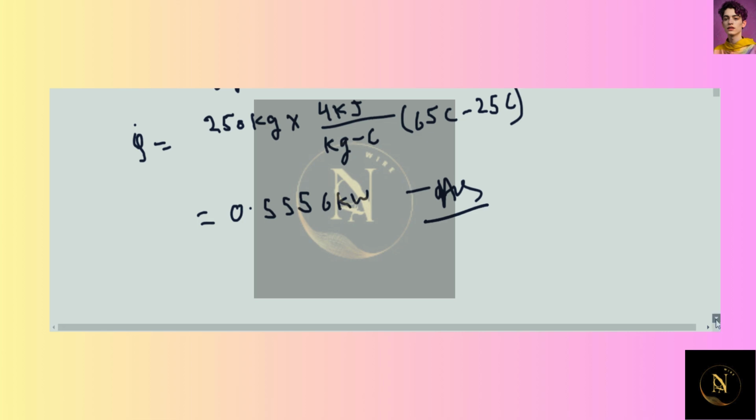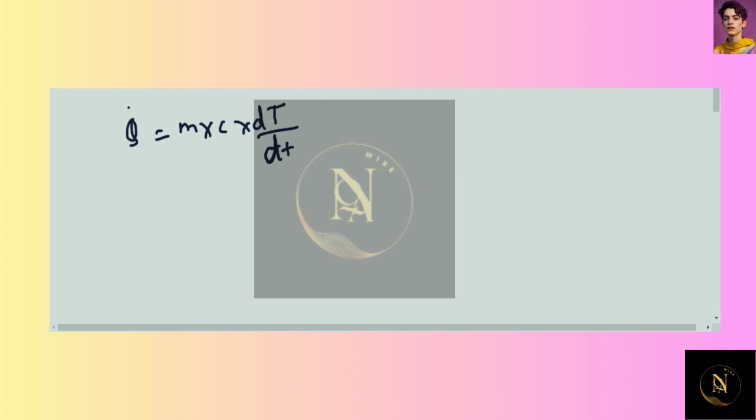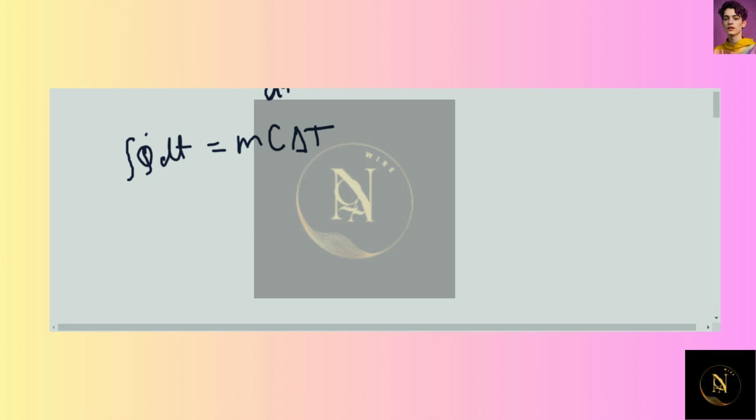Now for the next, we have M into C into dT by dt, and integrated by this we get the integral of q dt equal to M C T. Now by solving this, or we can write it as, the integral of q dt divided by MC.